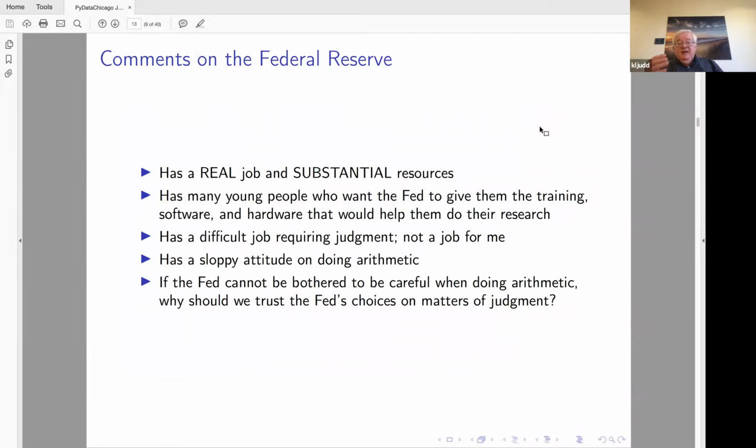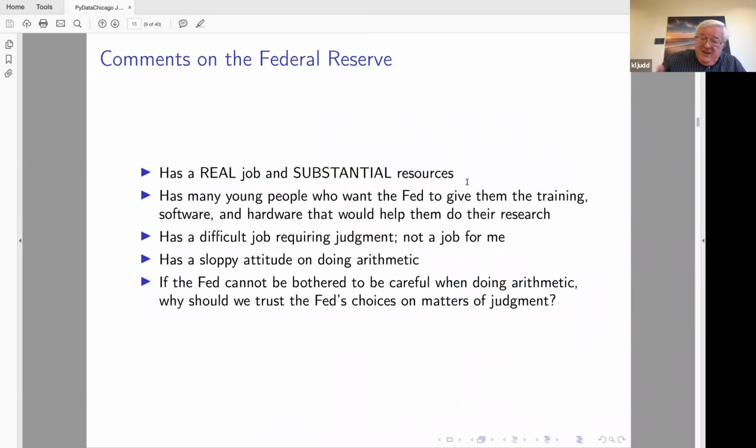Now, my attitude is that the Fed has a real job and substantial resources. They aren't just a bunch of economic professors blabbing on and on about this or that, et cetera. They've got a real job to do, and they've got lots of money. They spend about 50 million a year, I think, on their research staffs at various regional Feds. A lot of young people there want to have the training and the hardware to do serious work.